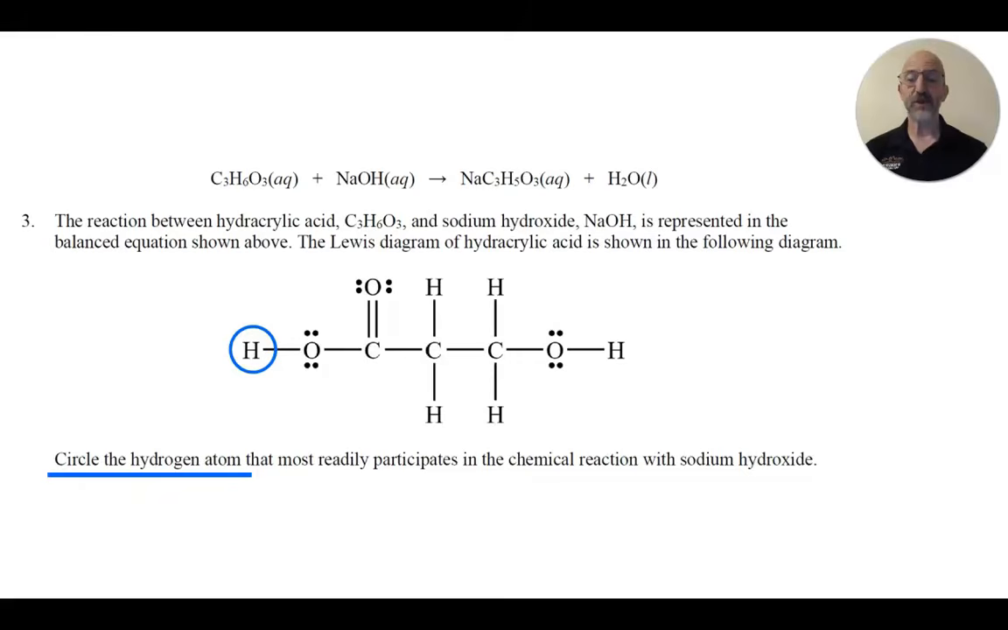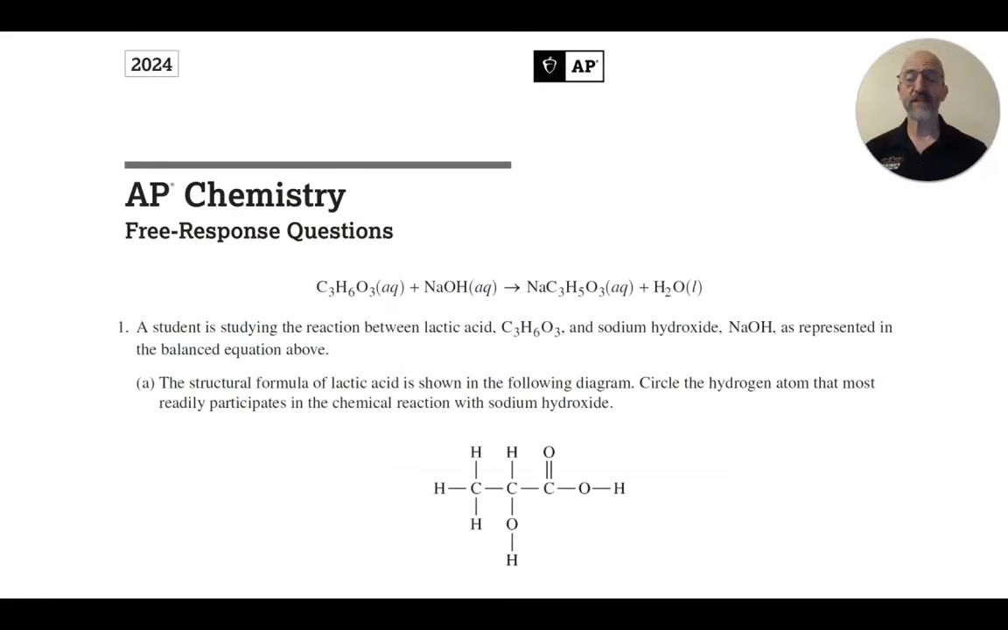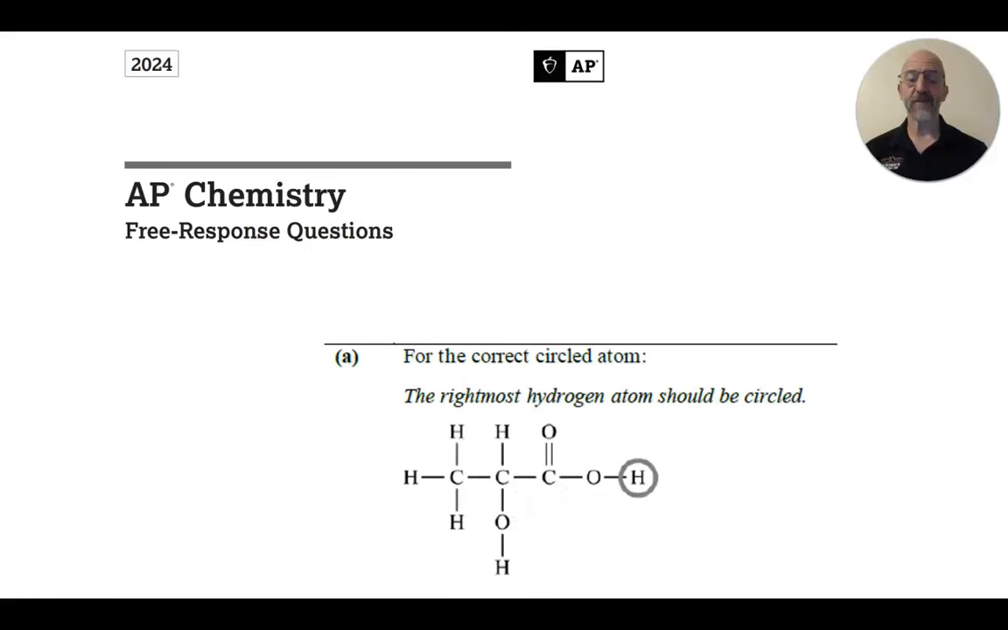I also wanted to mention that in a recent, actually 2024, AP Chemistry free response question, it was pretty much the same question. It says that the structural formula of something called lactic acid is shown, and students had to circle the hydrogen atom that most readily participates in the chemical reaction with sodium hydroxide. The official scoring guidelines for this question from the 2024 AP Chemistry exam say that the hydrogen atom that is part of that carboxylic acid group should be circled, so you should be familiar with what a carboxylic acid structural formula looks like.